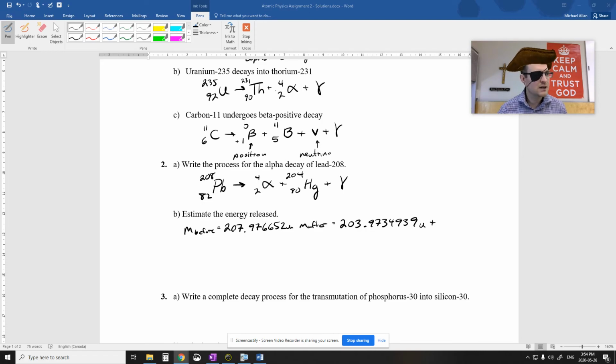And the next one here is helium. It's an alpha particle. Remember, an alpha particle is the same as a helium nucleus. So you can say, or helium-4. And helium-4's mass is 4.002603 atomic mass units. I'm going to add those two together. I'm going to do my computer calculator here.